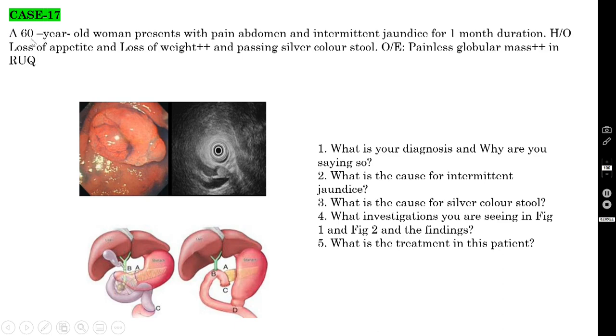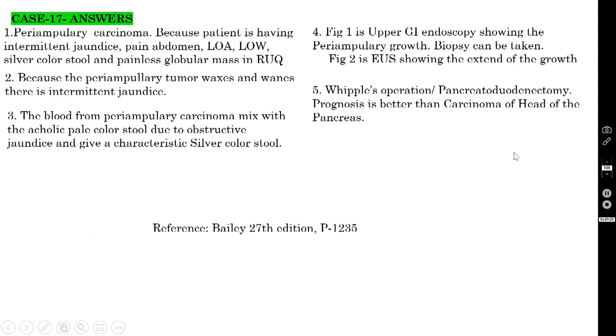Case number 17. A 60-year-old woman presents with pain abdomen and intermittent jaundice for 1 month duration. The history of loss of appetite, loss of weight is present, and she is passing silver color stool. On examination, there is a painless globular mass present in the right upper quadrant. What is your diagnosis and why are you saying so? It is a case of periampullary carcinoma because the patient is having intermittent jaundice, pain abdomen, loss of appetite, loss of weight, silver color stool, and a painless globular mass in the right upper quadrant.